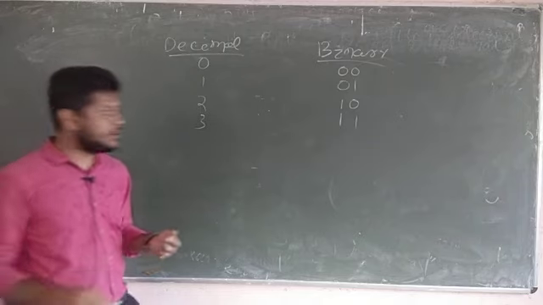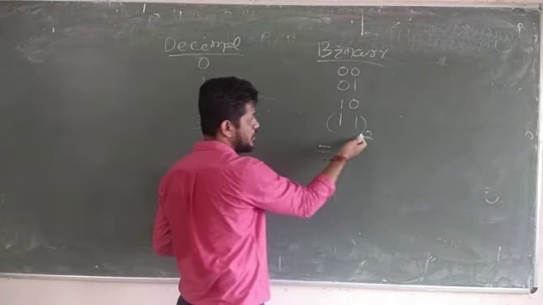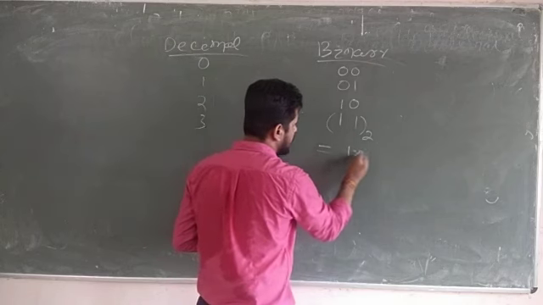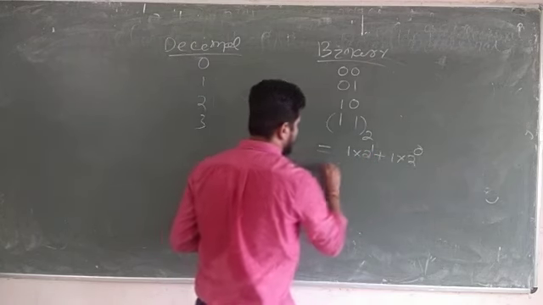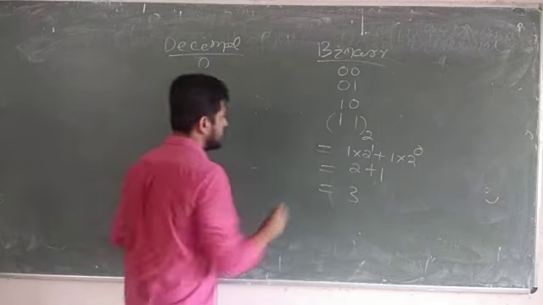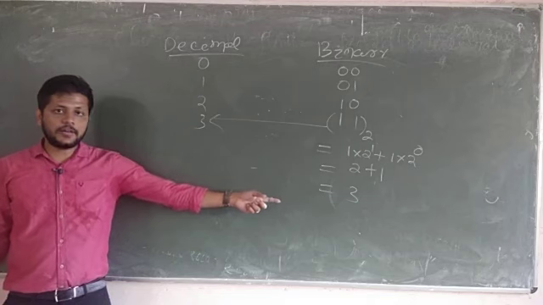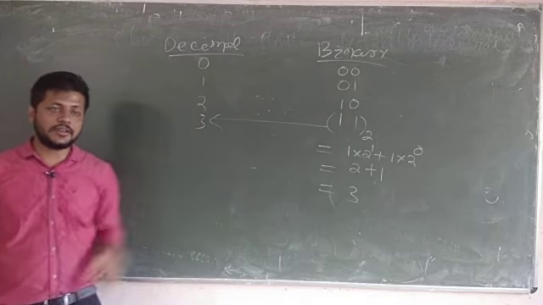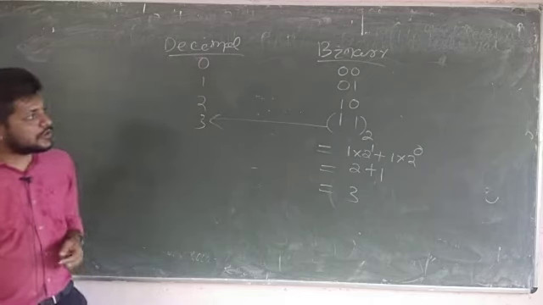Now you can understand this 11 means the base is 2. If I convert this to decimal, I can write 1 into 2 to the power 1 plus 1 into 2 to the power 0. That means 2 plus 1, which is equal to 3. So I can prove that for the number given in binary, the corresponding decimal is 3. So 0, 1, 2, 3 in decimal we can write in binary as 00, 01, 10 and 11.